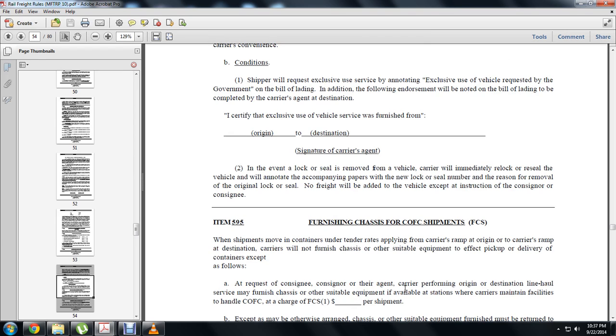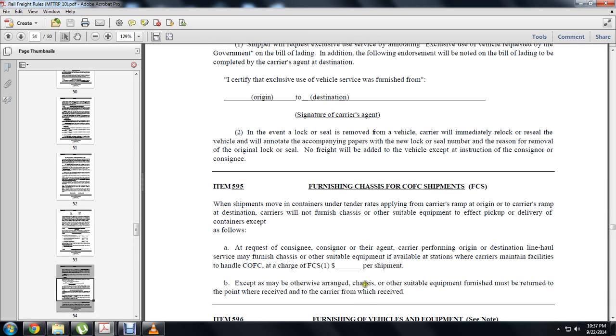The shipments must be contained under the tender of the applying carrier's ramp origin of the carrier's ramp. The designation of carriers not furnishing chassis or suitable equipment for the effective pickup and delivery of the containers, except as follows: at the request of the consignor, the agent's carriers performing origin and destination line haul over services may furnish chassis and suitable equipment available in stations where carriers maintain the facility to handle the CFCA charges of FCS1 and blanket number per shipment. Specifically, otherwise chassis and other suitable equipment furnished may be returned to the point of receipt.